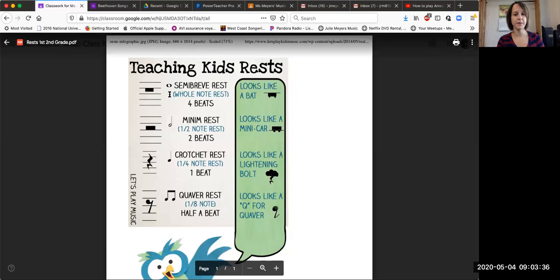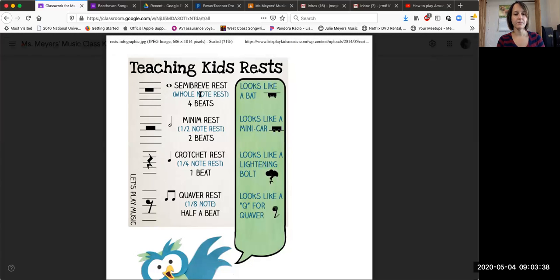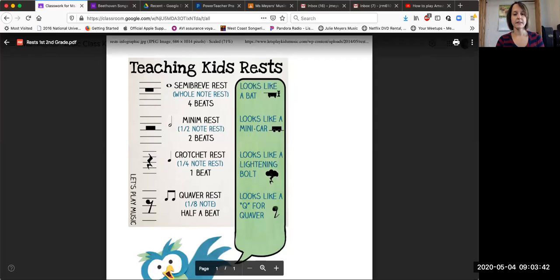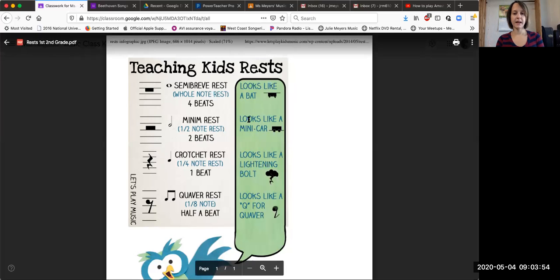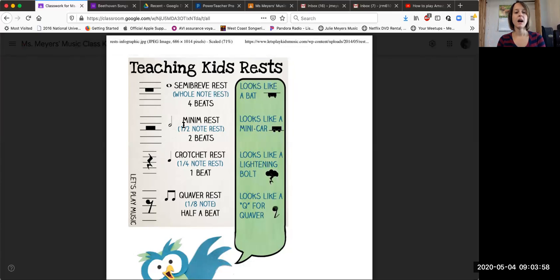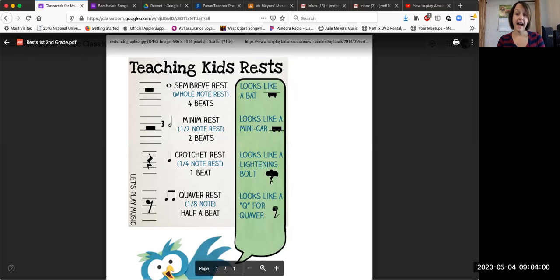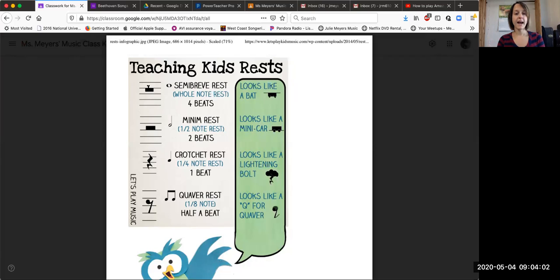So just the first one, the whole note. Whole note rest gets 4 beats, okay? And it looks like a bat or it looks like an upside down hat. That's how I learned it. The next one, the half note rest, okay? It gets 2 beats, okay? And then they say it looks like a mini car if you put wheels on it. I guess it would. Or it looks like a hat. So upside down hat is whole, hat is half.